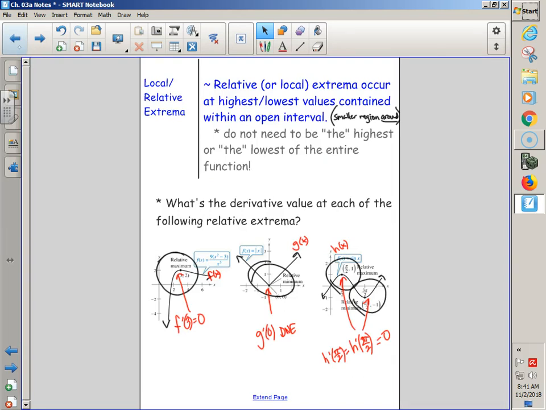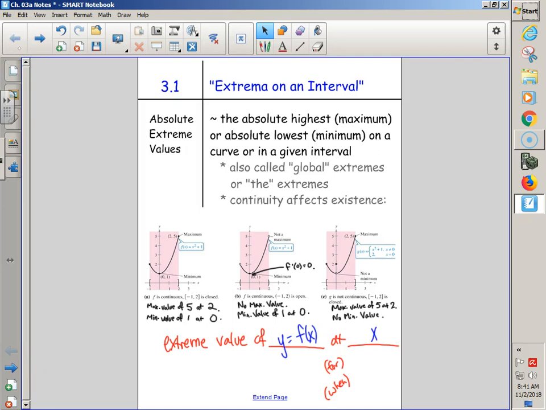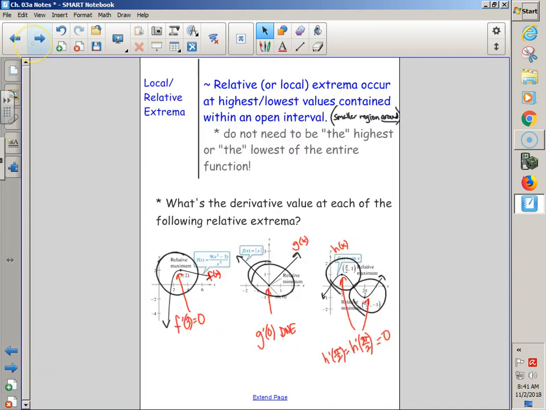There are things called endpoints that we have to be careful of because when you cut a graph, there can be a highest where the domain would not allow a highest. If you cut it, that could be a high, whereas parabolas normally have no max. Anyway, coming back. So let's not talk about absolute. Let's talk about relative or local.